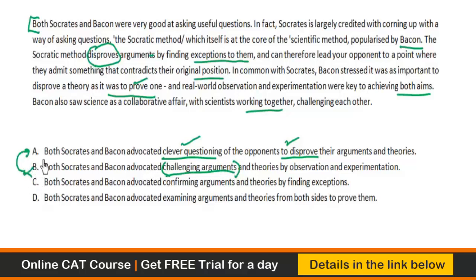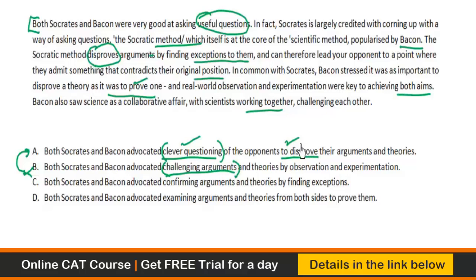That is what happens. If you look at the passage, it says that the Socratic method disproves arguments by finding exceptions to them and therefore can lead your opponent to a point where they admit something that contradicts their original position. Both Socrates and Bacon were very good at asking useful questions. In fact, Socrates is largely credited with coming up with a way of asking questions. So basically, asking questions was one of the ways by which. So if I compare A with B, I feel that clever questioning is slightly better than challenging arguments.